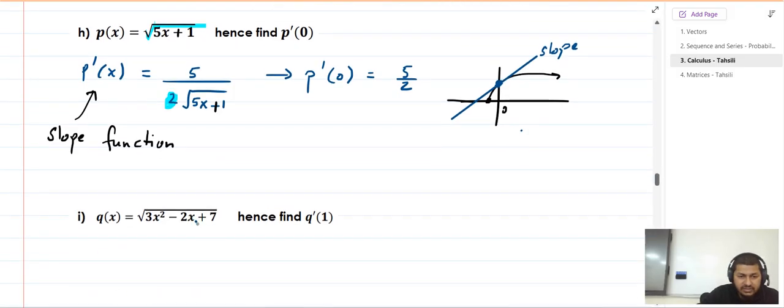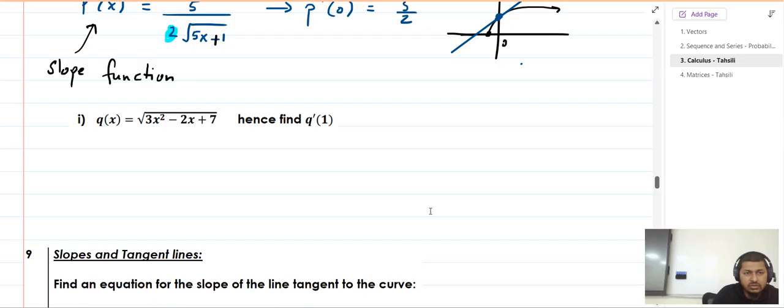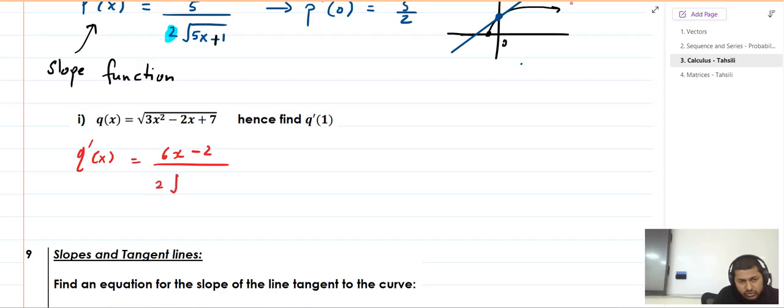Next one, a similar problem like this, just the function is a little bit more complicated, but no issues, we can apply the same formula. So we'll say, what is q prime x? Find the derivative of the inside. So you've got 2 times 3, which is 6, take away 1 from the power, so 6x minus 2 all over 2 square root of 3x squared minus 2x plus 7.